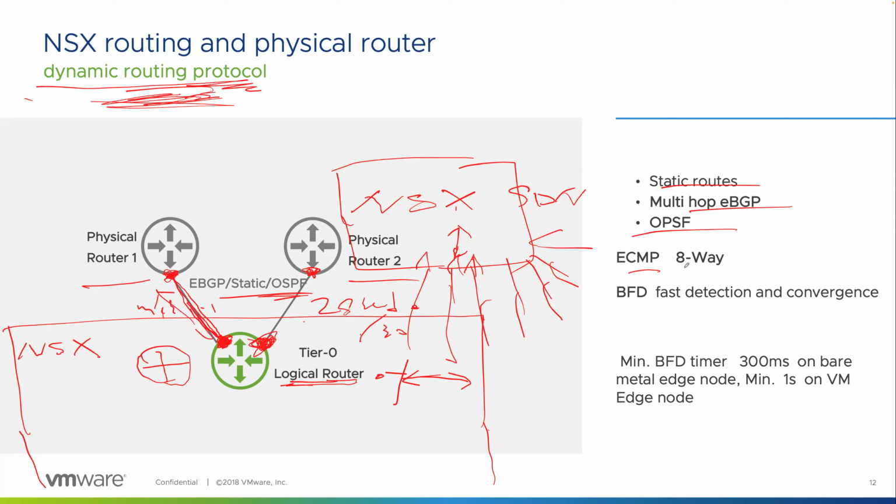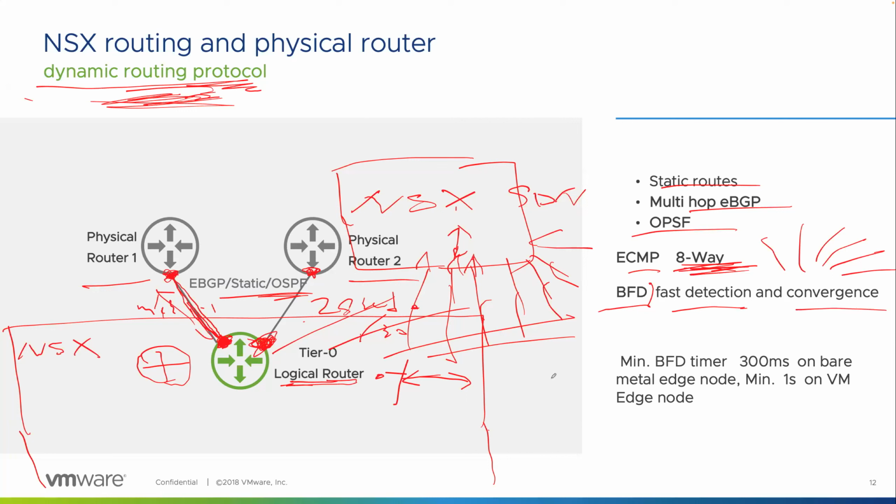They also have ECMP, equal cost multipath. We can handle 8-way ECMP; for example, here there's only 2, but we have at most 8-way ECMP for traffic distribution. We also have BFD as a supplement for fast detection or convergence.